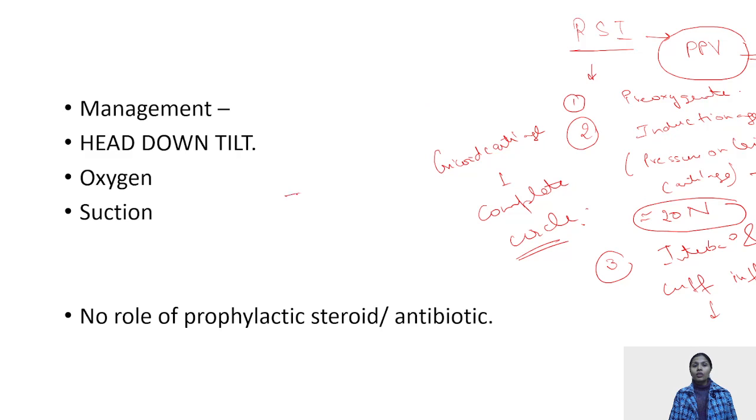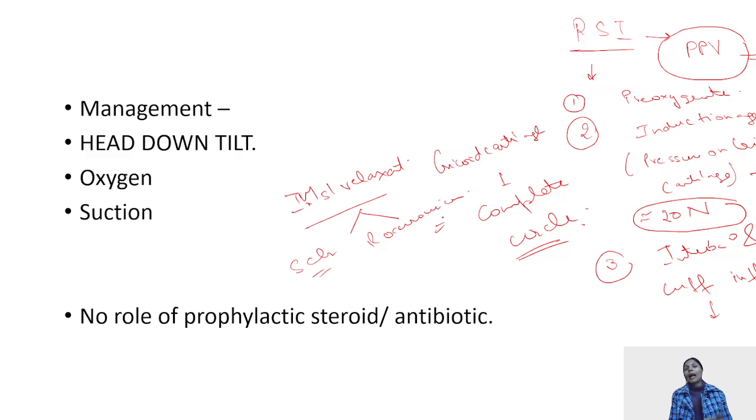During RSI, one thing we have to be careful about: after giving the induction agent, we also give the muscle relaxants. The muscle relaxants of choice for RSI are two. One is scoline and the other is rocuronium, because both of them have rapid onset. The only difference is that scoline can be preferred in those patients in which you are expecting a difficult airway or difficult mask and bag ventilation, because rocuronium has a longer duration of action, whereas the scoline effect wears off within 5 to 10 minutes.